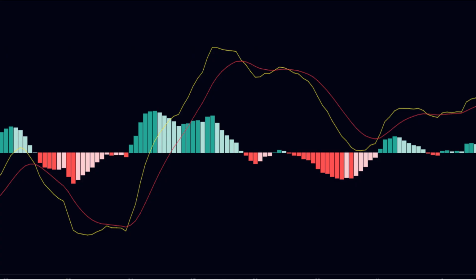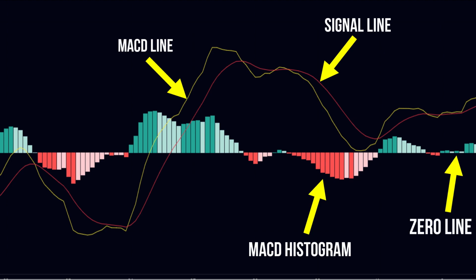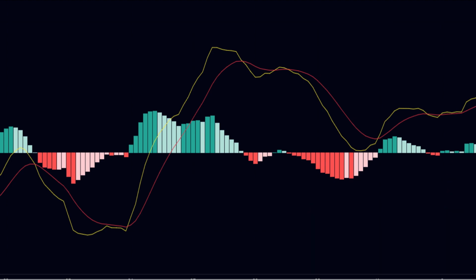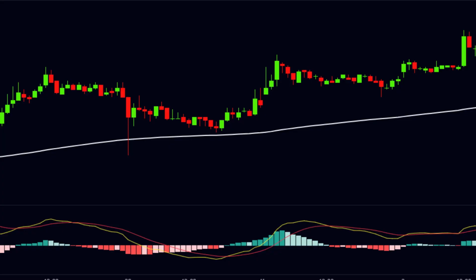There are four main parts in MACD. First is the MACD line, second is signal line, third is MACD histogram, and the fourth is zero line. In our strategy, we will trade only in trending zone, that is high uptrend or high downtrend. We will wait till pullback occurs, and after that, if some conditions satisfy, we will make our buy or sell setup. As you can see, we have chart of a stock over here.